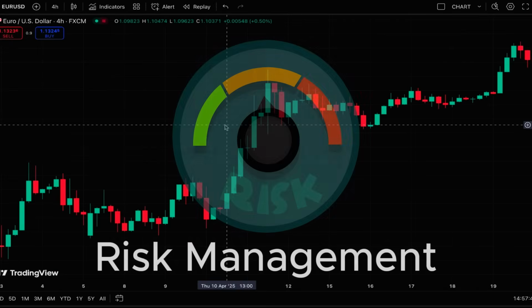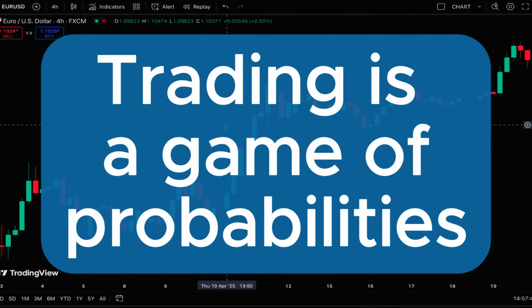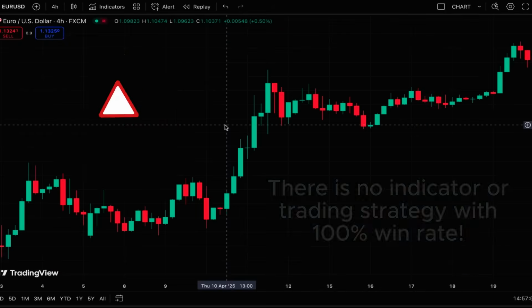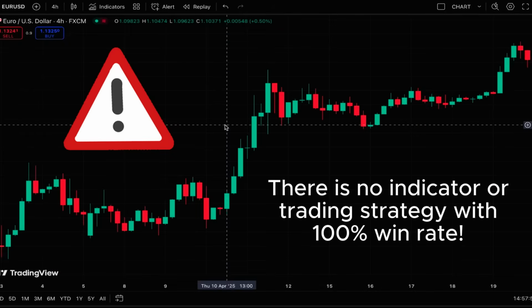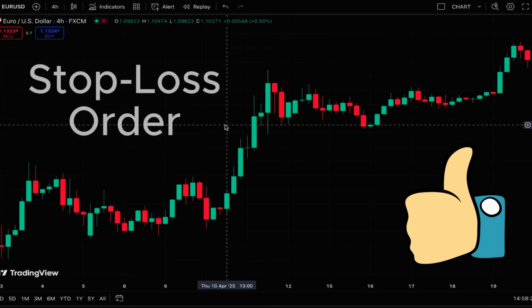Alright, as you know, managing risk is the most important factor to becoming a consistently profitable trader. Why? Because trading is a game of probabilities and losing trades are always part of this game. There is no indicator or trading strategy with 100% win rate or anything near to this. This is not possible in reality, so you need to manage your losing positions properly, and one of the key tools for this purpose is setting a stop loss order when you are entering a position.